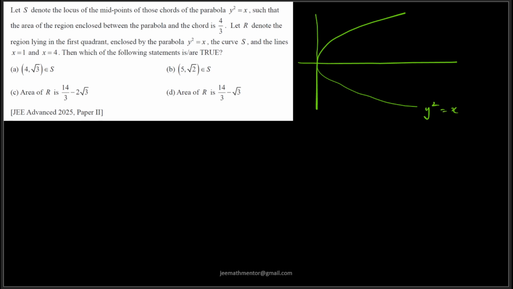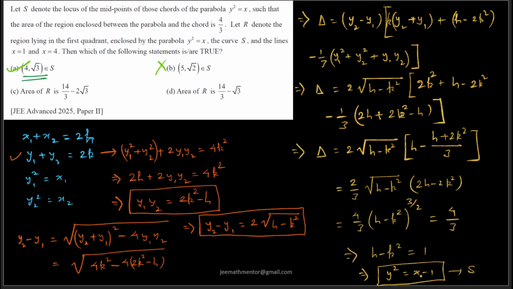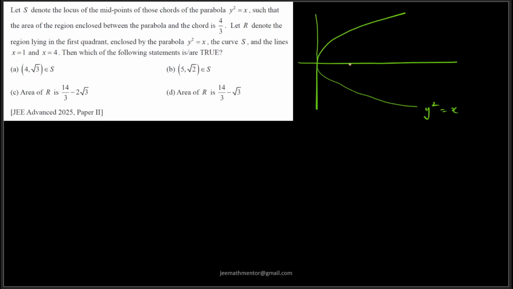Now for the next part of the question, the area of R, this is comparatively and hopefully quite simpler. In this particular case, what you do is you sketch the curves to get the region. R denotes the region lying in the first quadrant enclosed by the parabola y squared equal to x. So this is the original parabola. And the curve S, which we have obtained as y squared equal to x minus 1, simply implies that the curve is shifted to the right hand side. The y squared equal to x is shifted to the right by 1 unit.